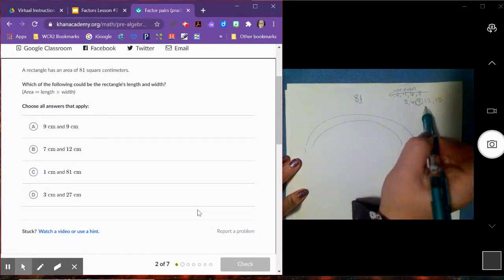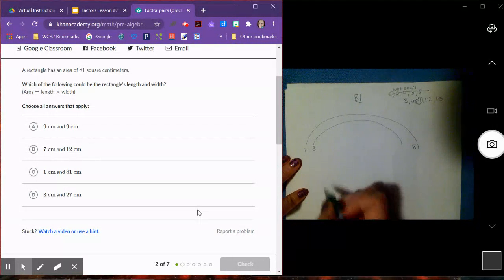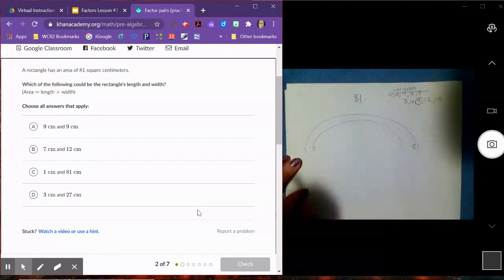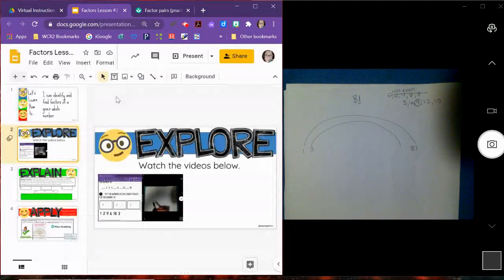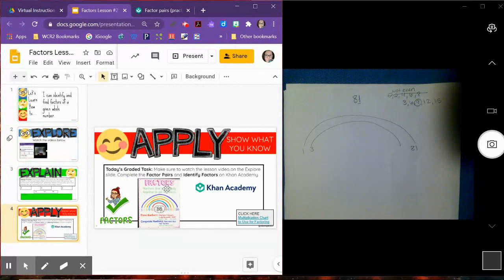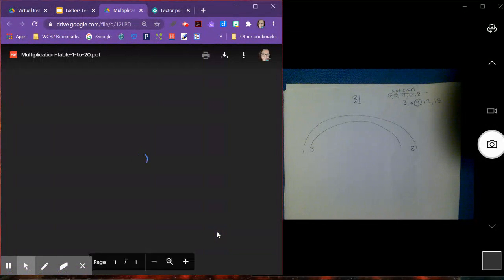8 plus 1 equals 9. Therefore, 3, yes, is a factor. Now we just have to decide 3 times what equals 81. I'm going to tell you right now, using your multiplication chart that I linked right here for you is the best route for this one. So I'm just going to go ahead and pull it up. It's okay to use that right now, guys.